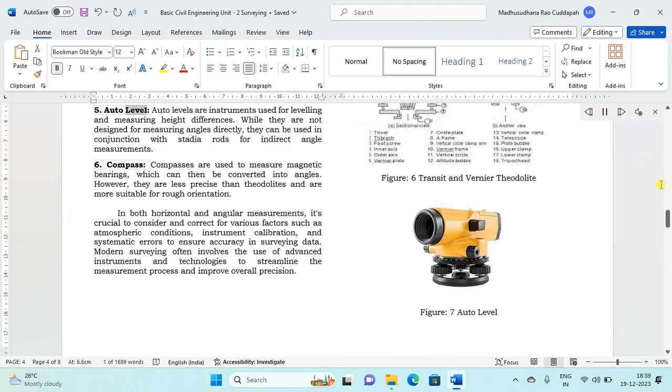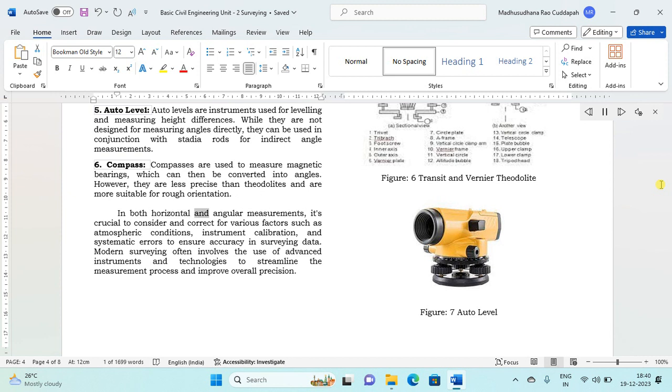5. Auto level. Auto levels are instruments used for leveling and measuring height differences. While they are not designed for measuring angles directly, they can be used in conjunction with stadia rods for indirect angle measurements. 6. Compass. Compasses are used to measure magnetic bearings, which can then be converted into angles. However, they are less precise than theodolites and are more suitable for rough orientation.